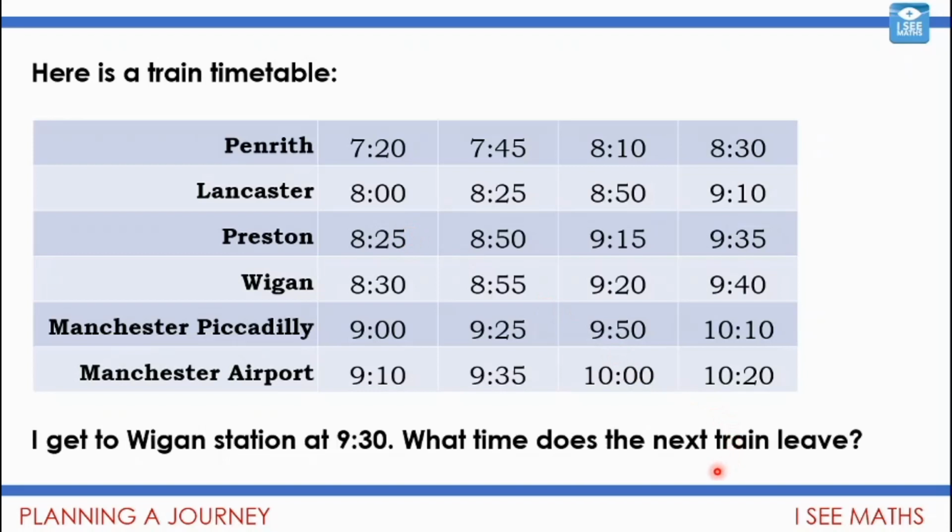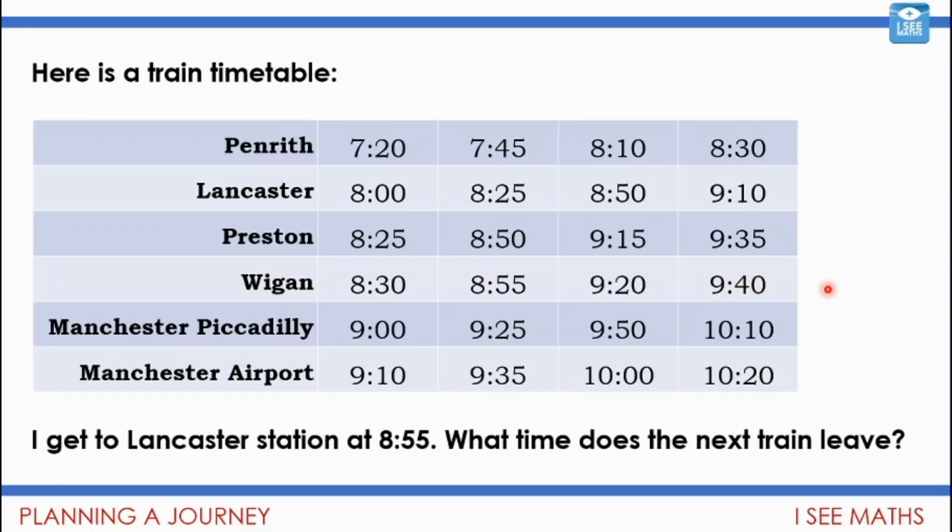Here's another different type of question. I get to Wigan Station at 9:30. What time does the next train leave? Well, let's have a look. Wigan Station, these are all the times of the trains from Wigan. So if I get there at 9:30, I will have just missed the 9:20 train. That will have gone 10 minutes ago. So the next train will be at 9:40. There. So again, it's your turn.